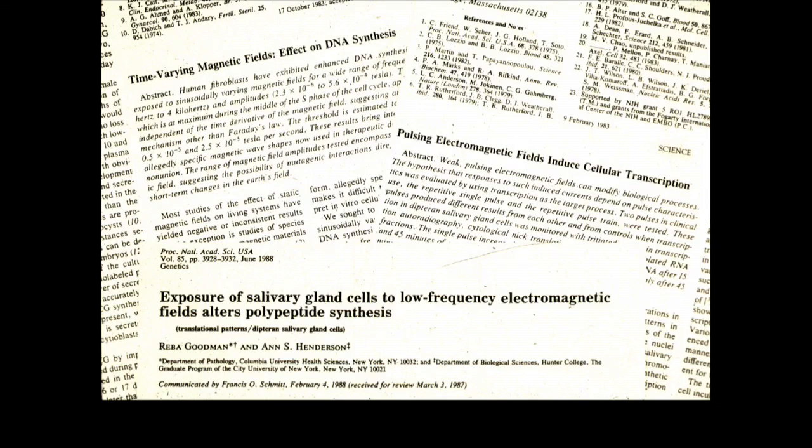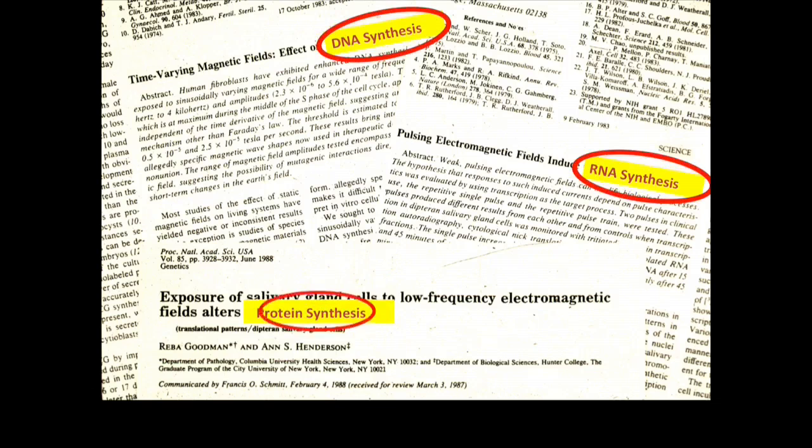Time-varying magnetic fields effect on DNA synthesis. Pulsing electromagnetic fields induce cellular transcription. That's RNA synthesis. Exposure of salivary gland cells to low-frequency electromagnetic fields alters polypeptide protein synthesis. The major syntheses that cells can do, DNA, RNA, and protein, are all regulatable by electromagnetic vibrations.